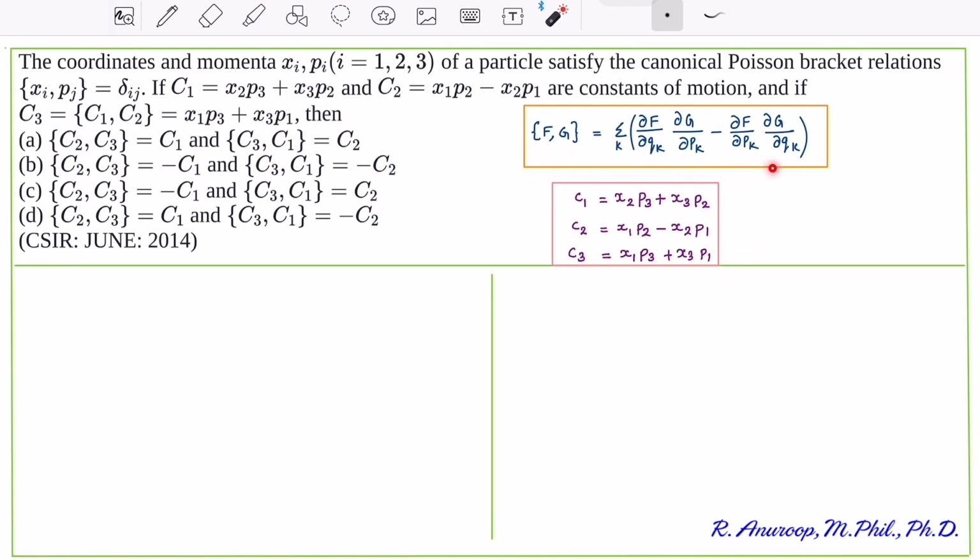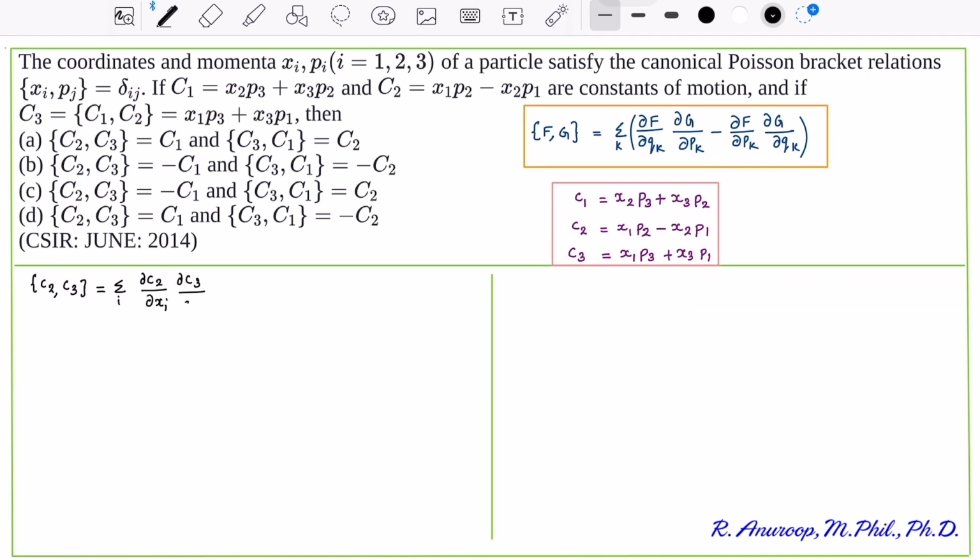we have the Poisson bracket of f and g is equal to sum over k, dou f by dou qk, dou g by dou pk, minus dou f by dou pk, dou g by dou qk. It is given that c1 is equal to x2 p3 plus x3 p2, c2 is equal to x1 p2 minus x2 p1, and c3 is equal to x1 p3 plus x3 p1. Now let us find out the Poisson bracket of c2 and c3.